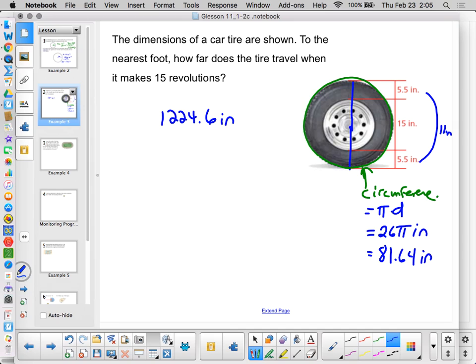Is that my final answer? No, because it asks to the nearest foot. So how do we convert inches to feet? We have to divide by 12. So we take that number divided by 12, and it's 102.05 or 102 feet, because it says to the nearest foot. So 15 revolutions of that tire takes me 102 feet. You may need to go and watch this again just to make sense of it. But again, to find the distance around the outside of the tire, we are taking circumference to do that. So interesting stuff.